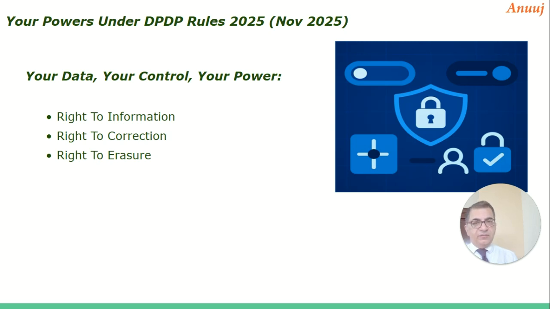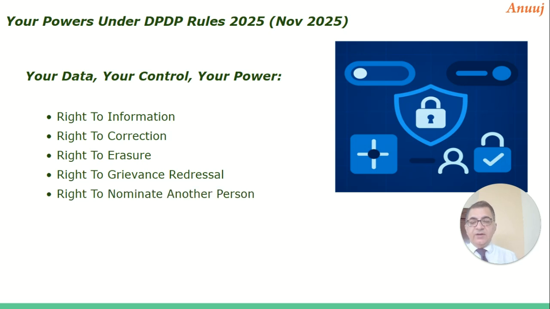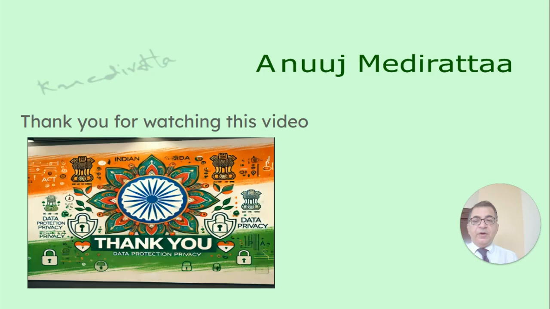You can get that information erased. You have a right to grievance redressal. You can raise a concern against anything, and you have a right to nominate another person. That means someone else can act on your behalf. So these are your powers under the great DPDP rules defined in November 25.